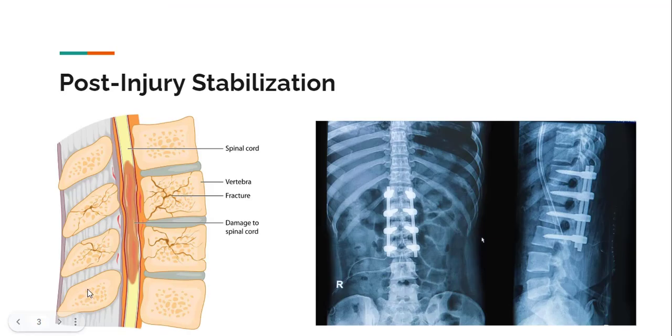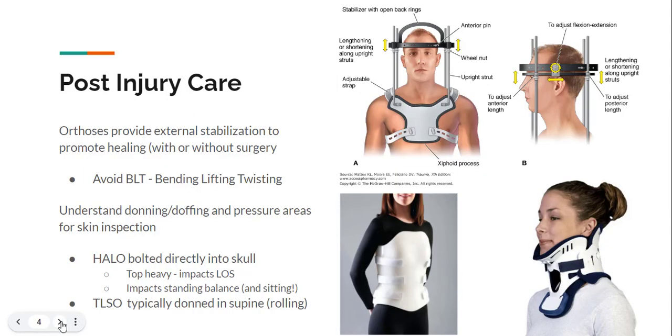We're also going to look at this from an acute stage of rehabilitation as well as from rehabilitation stages further on down the line. But if you're working with somebody acutely, they are going to have some kind of post-injury stabilization, most likely. So we talked a little bit about whether those orthoses were going to be at the cervical level or if they were going to be more at the thoracic level, and those will provide external stabilization to help promote that healing. They may or may not have undergone surgery.